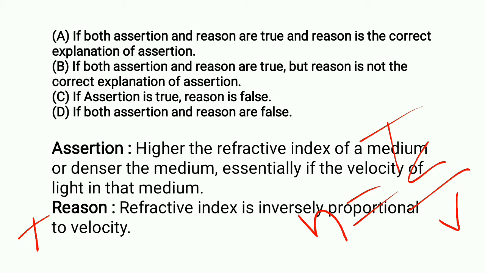But here we need to check whether the reason is the correct explanation for the first statement or not. As mentioned in the assertion, higher the refractive index of the medium or the denser, the lower the velocity of the light. So the reason is the correct explanation for the first statement. So here we need to choose option A. Both the assertion and reason are true, and the reason is the correct explanation of the assertion. So option A is the correct answer.